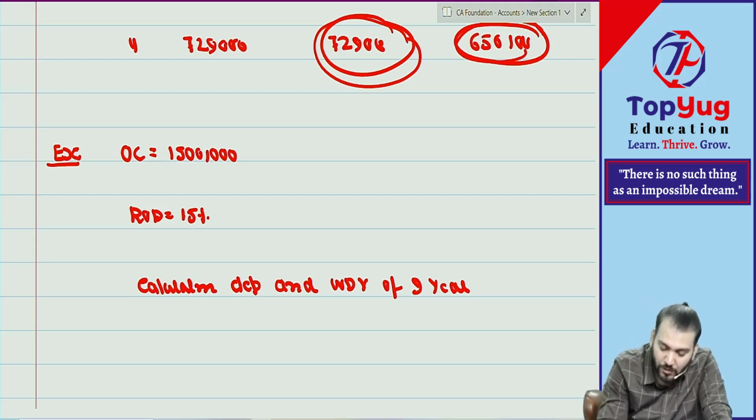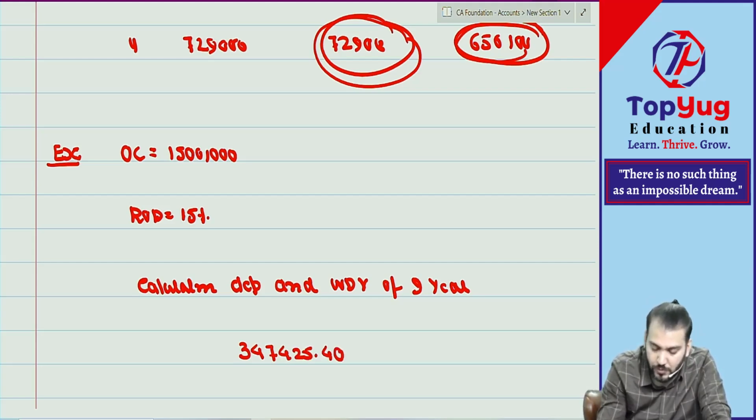When I say, I got 3 lakh 47,425.40 and WDB. Only the WDB. You forgot depreciation. Write down depreciation. Once again, do the calculation. You got confused in the 9th year. Confused in 9th year. Speak up.